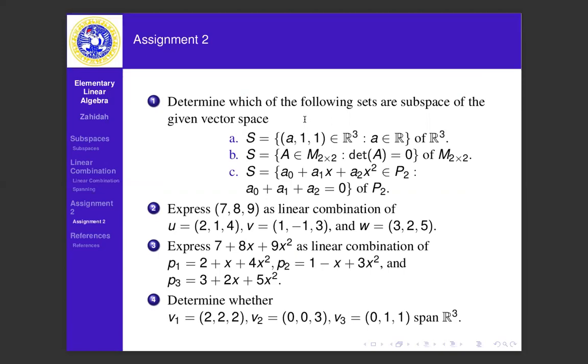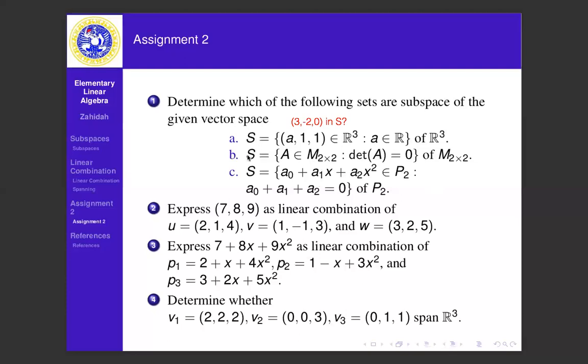And then 3, 1, 1 is also in S. What if I have vector 3, minus 2, 0? Is the vector in S? If we have 3, minus 2, 0, okay, what is the answer? Hello? No. No, okay.